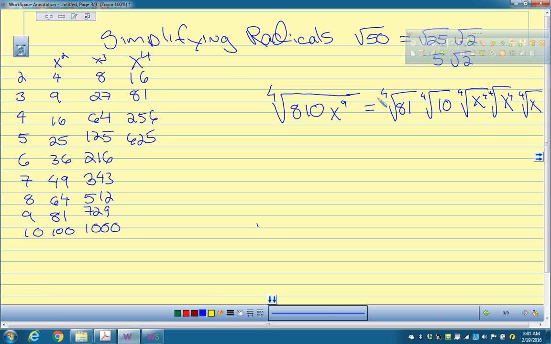And it's the fourth root of it. So the fourth root of 81 is 3, so I could pull that outside of the box. The fourth root of x to the fourth is x.